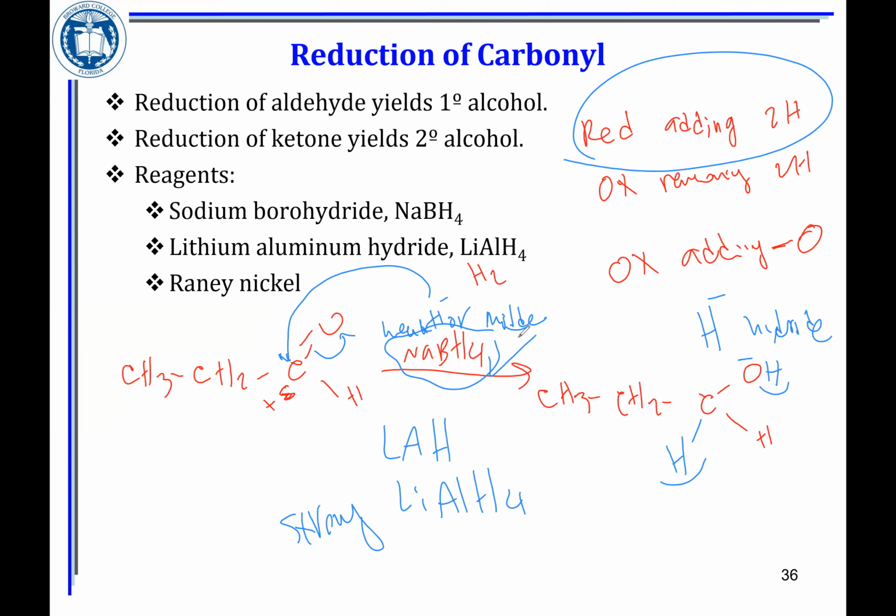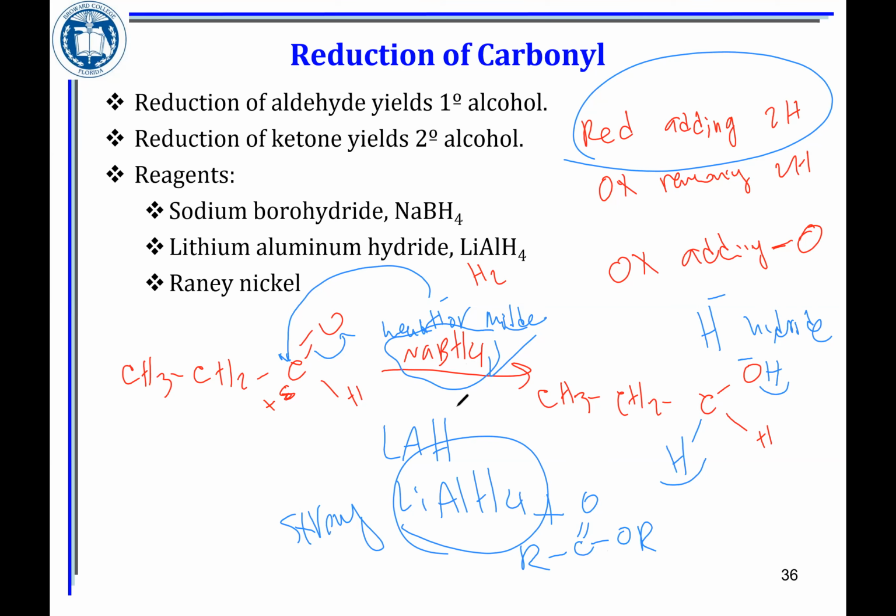So why would you use lithium aluminum hydride? You would use lithium aluminum hydride if you were dealing with carboxylic acid or carboxylic acid derivative. So for this one, you have to use lithium aluminum hydride for ester, for carboxylic acid, acid chlorides. But if you're dealing with aldehyde or ketone, sodium borohydride would be perfect.